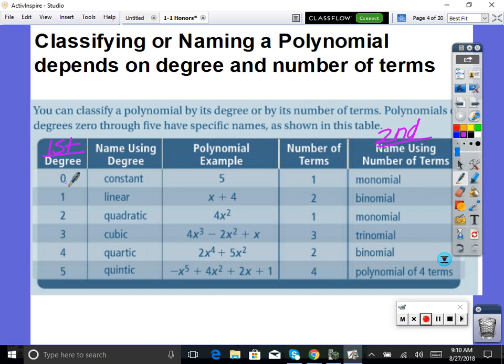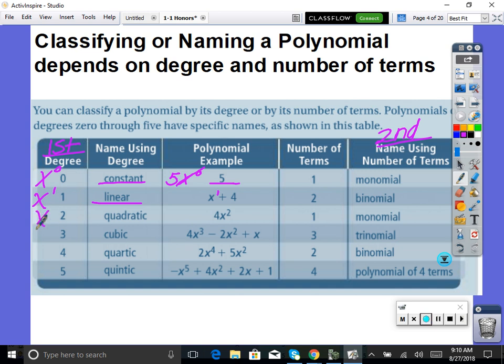So if it's degree 0, so if it's x to the 0, like here's an example of that, because 5 is really 5x to the 0 technically. It's just we know anything to the 0 power is 1, that's why we just write it as 5. That's called a constant. So degree 0 is a constant, which makes sense. There's a constant number 5. If it's degree 1, x to the first, it's called linear. It's a line. It makes sense.